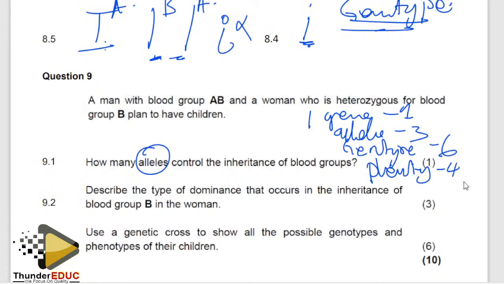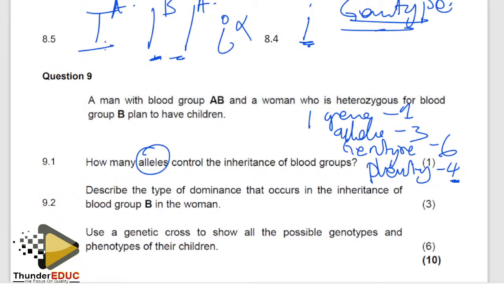Why am I saying 4? You have A, B, O, and AB. A, comma, B, comma, AB, comma, and O. Those are the 4 phenotypes. But genotypes, there are 6, because A can be homozygous or heterozygous.